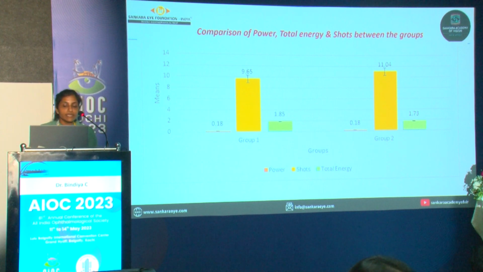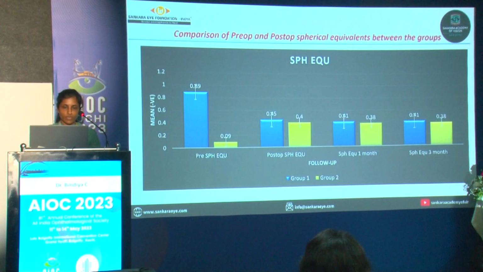We also compared power, shots, and total energy. The only difference among the two groups was that in Group 2, the number of shots required was more, obviously, because the size of the capsulotomy is greater than 4.5, which required more shots. Spherical equivalent: it was found that there was a hyperopic shift in Group 1 and a myopic shift in Group 2.